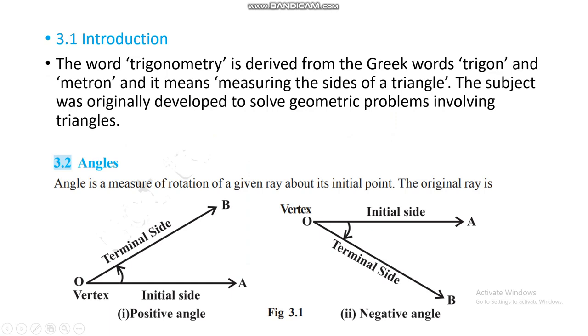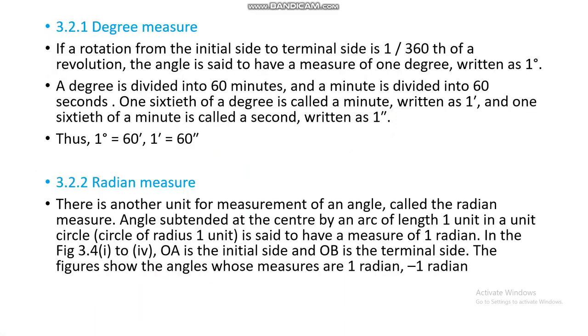side of a triangle. First we draw the line from the origin O to A. This side is known as the initial side, and where the angle terminates is called the terminal side, that is from O to B. Similarly, there is the opposite direction. The initial side is O to A and the terminal side is O to B. So the first angle is a positive angle and the second angle is a negative angle. So we have to remember this sign convention.